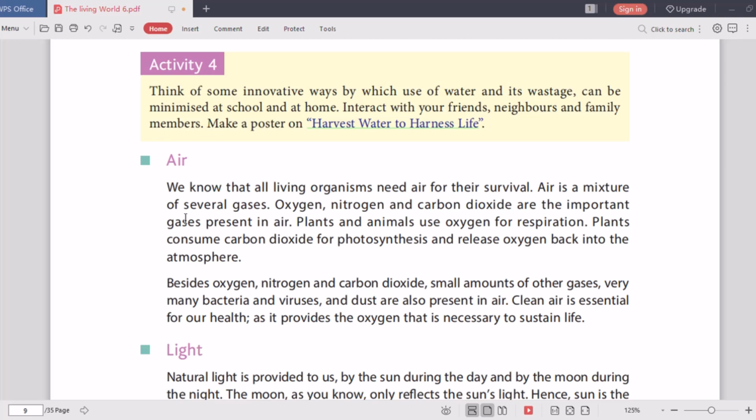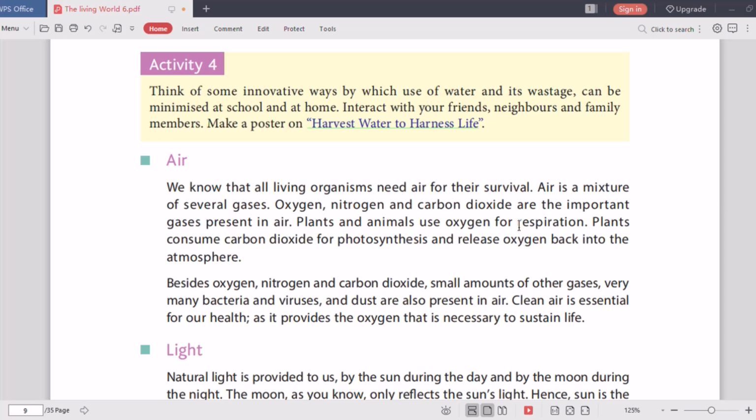Air. We know that all living organisms need air for their survival. Air is a mixture of several gases. Nitrogen, carbon dioxide, and oxygen are important gases in air. Plants and animals use oxygen for respiration.